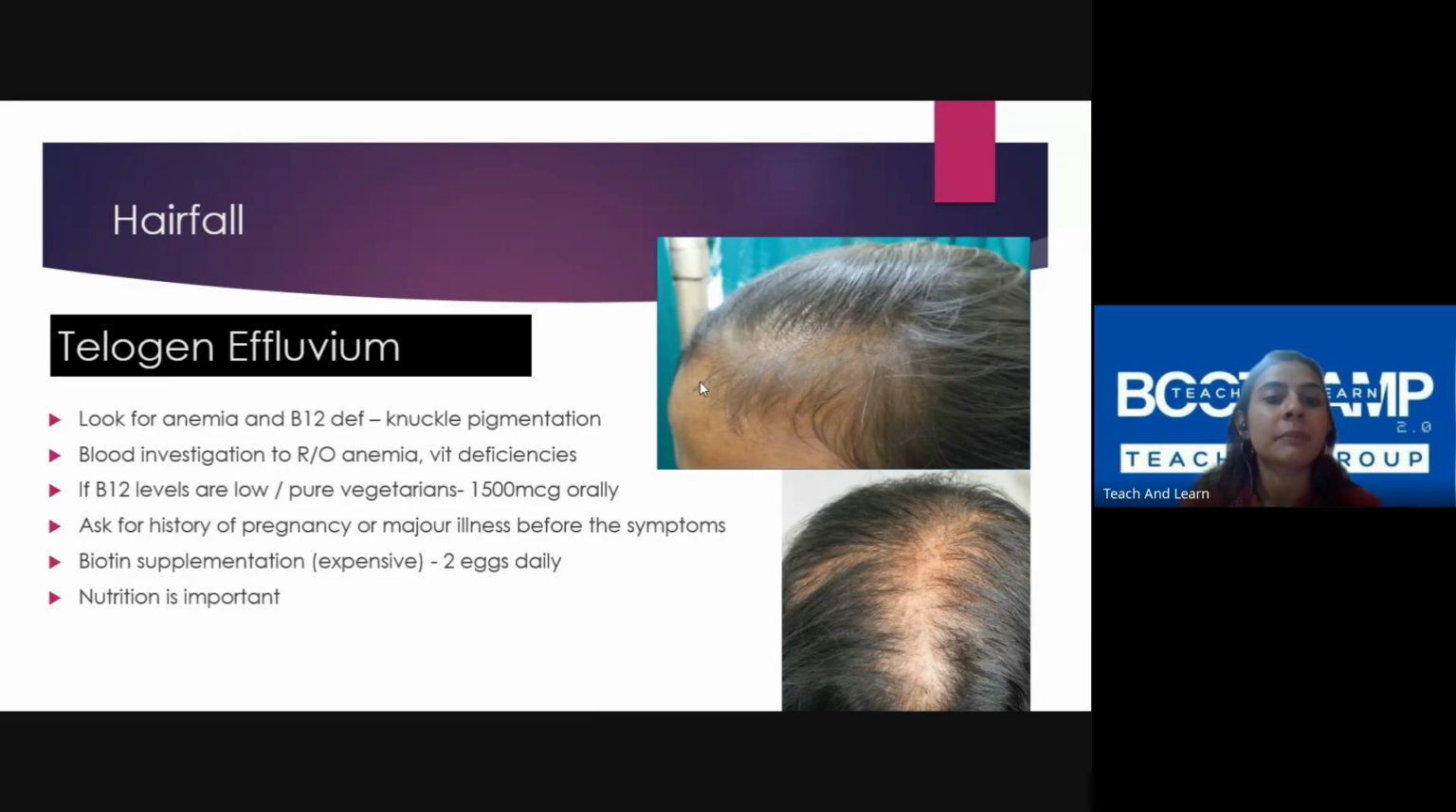Ask for history of any pregnancy, major illness before the symptom. This is very important. So when you're finding what the cause is and telling them this is exactly why this hair fall is happening to you, that itself will be a huge relief to them. They just want to know why this is happening. And tell them that if you're going to get tensed because of the hair fall, it's just going to cause more hair fall. So don't be tensed. We're going to treat it. It's going to be fine. Just let them know that.